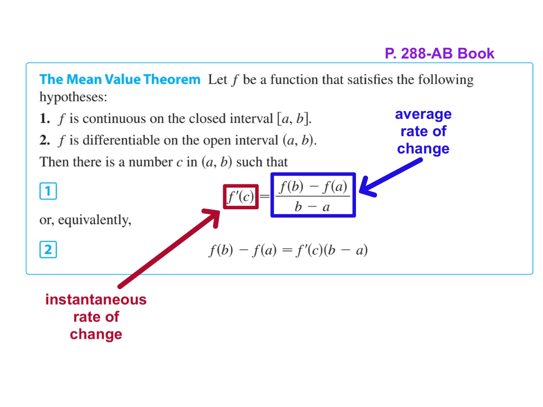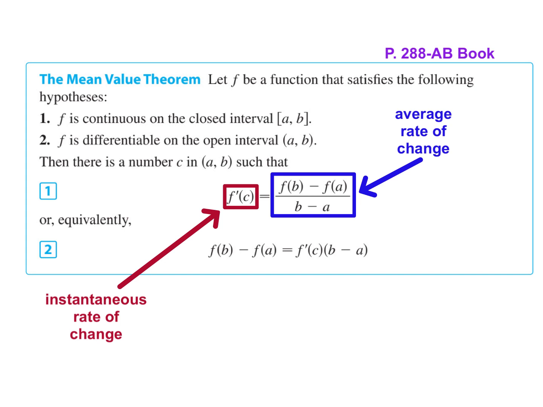So this is why the mean value theorem is really important. There's a place in this function where the instantaneous rate of change and the average rate of change equal each other, okay? And down below is just another form of it, right? They just multiplied both sides by B minus A. This one is helpful because sometimes you can simplify quicker. But that's the sort of power here.